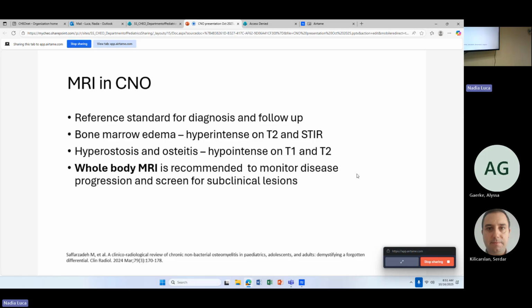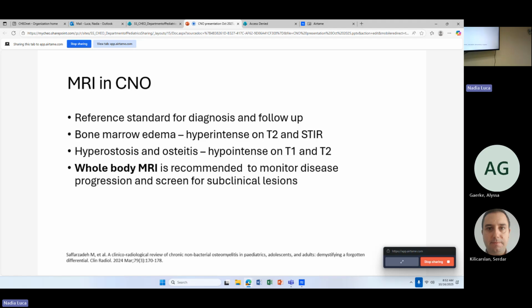The money really is in the MRI. So that is currently the reference standard for imaging diagnosis. And what we're looking for is bone marrow edema. That's hyperintense on T2 STIR imaging. And if there's hyperostosis and osteitis, that tends to be hypointense on T1 and T2.